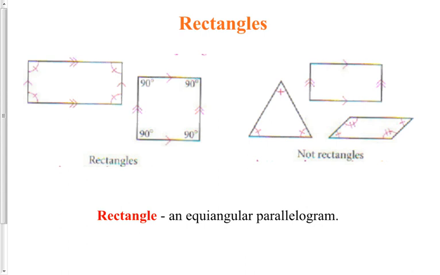Next is the rectangle. I'm sure we're all familiar with rectangles, but how do we define it? Well, on the left, we have 2 rectangles, and on the right, we have 3 examples of not rectangles. So the definition of a rectangle is an equiangular parallelogram.